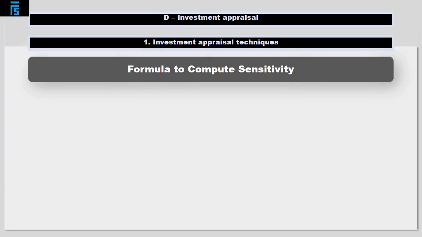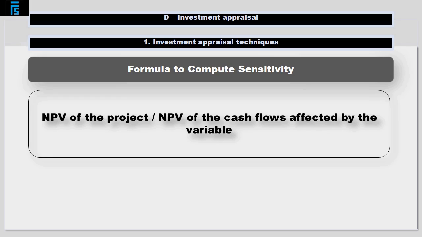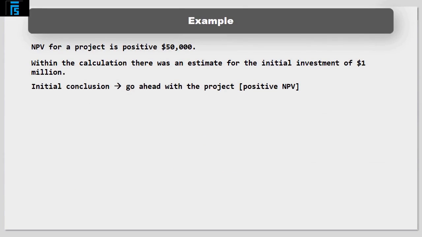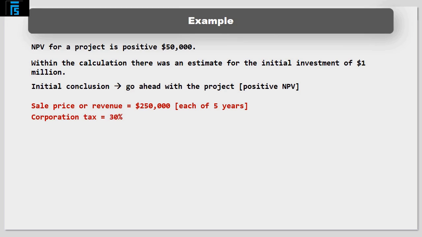In more general terms, we can calculate the percentage sensitivity as follows. NPV of the project divided by NPV of the cash flows affected by the variable. Now, suppose we're interested in the sensitivity of our project's NPV to sales price. Revenues are, let's assume, $250,000 each year for 5 years. Corporation tax is at 30%. The cost of capital is 10%. As previously mentioned, the NPV of the project is estimated to be $50,000, and on that basis, we may well decide to go ahead as a preliminary conclusion.